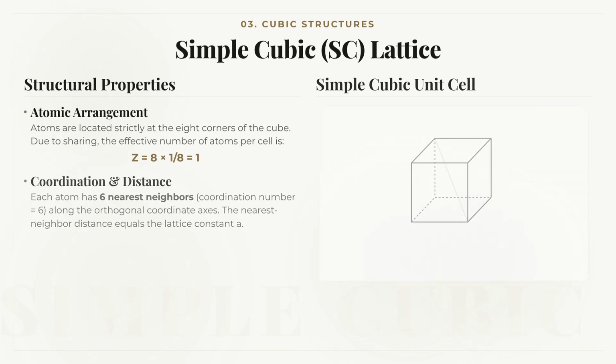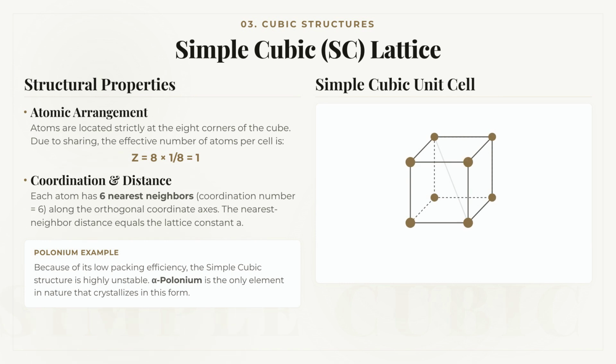Now let us study the 3 most important cubic crystal structures. The first is the simple cubic structure, commonly abbreviated as SC. In the simple cubic structure, atoms are located only at the 8 corners of the cube.